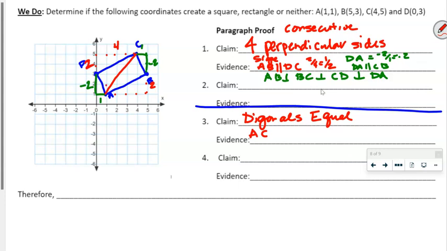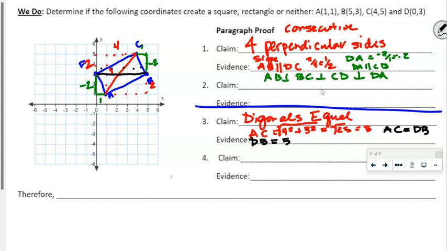AC, let's count up. 1, 2, 3, 4. 4 up. 1, 2, 3 over. So this is equal to the square root of 4 squared plus 3 squared, right? That's going to be the square root of 16 plus 9. That's 25. So this one is 5, okay? And now let's look at, do this one in black. DB, right there. Oh, that's just a straight line. Let's just count it. 1, 2, 3, 4, 5. Check that out. So that means DB was also equal to 5. So AC is equal to DB, right?